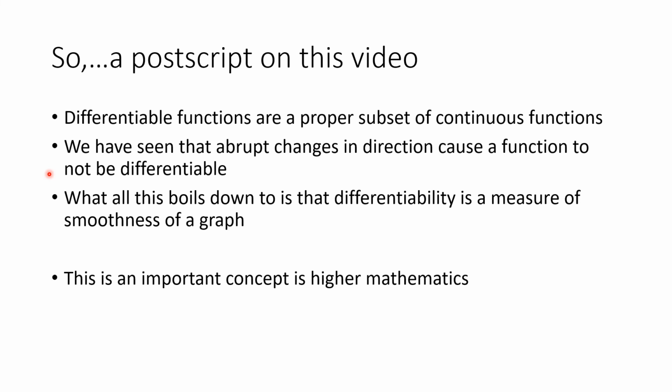And with the examples, the absolute value being chief among them, we have seen that abrupt changes in direction cause a function to not be differentiable. So what this all boils down to is that differentiability is a measure of the smoothness of a graph. This is an important concept in higher mathematics.